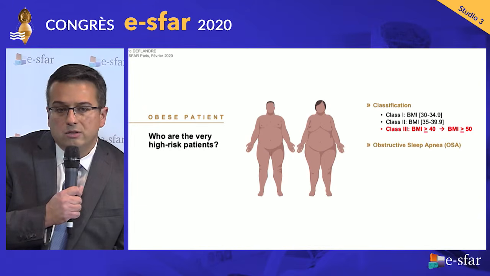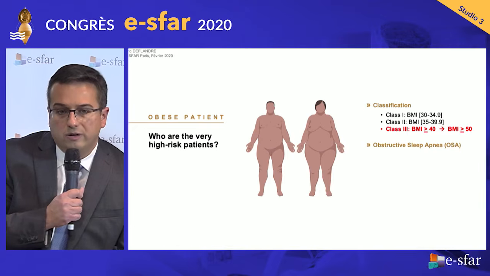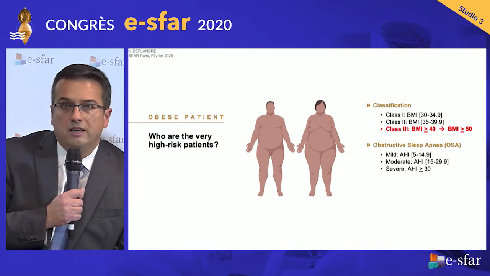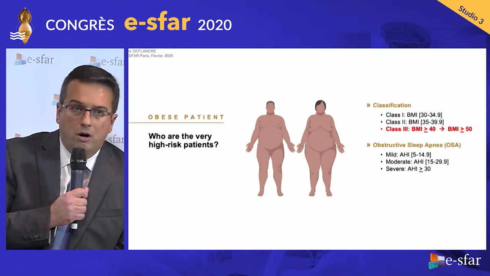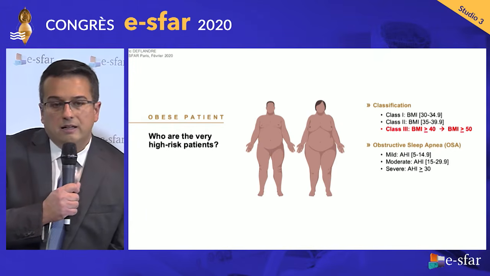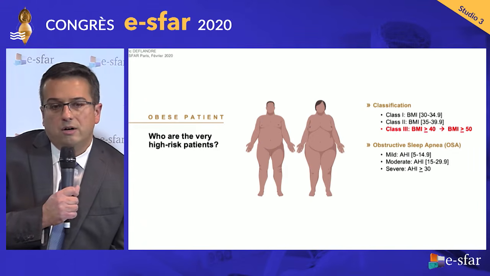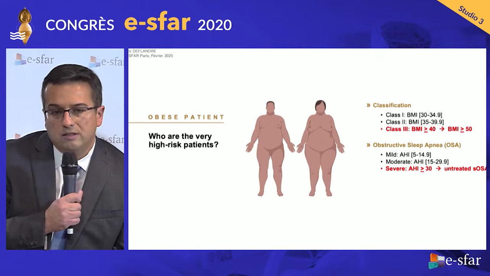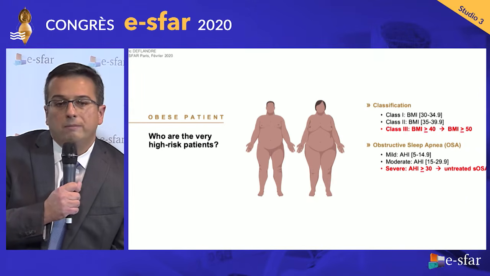OSA represents also an important risk factor. OSA is classified in mild, moderate, and severe, depending on the AHI. AHI is the mean number of apnea and hypopnea per hour of sleep. It's now well established that only severe OSA patients and mainly untreated severe OSA patients are at risk of postoperative complication.